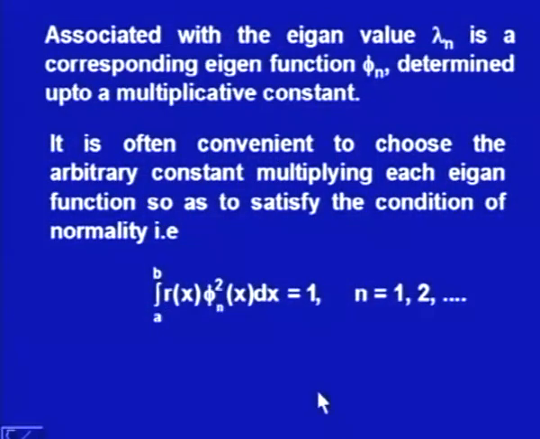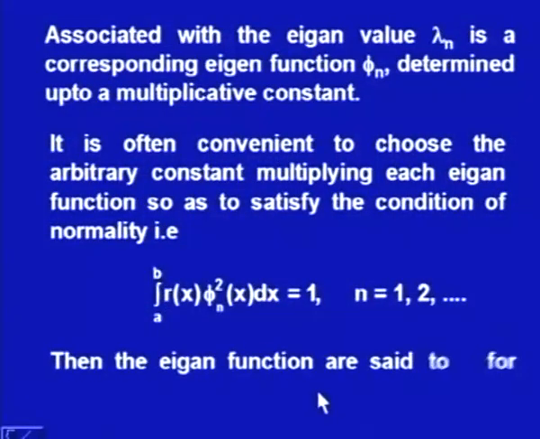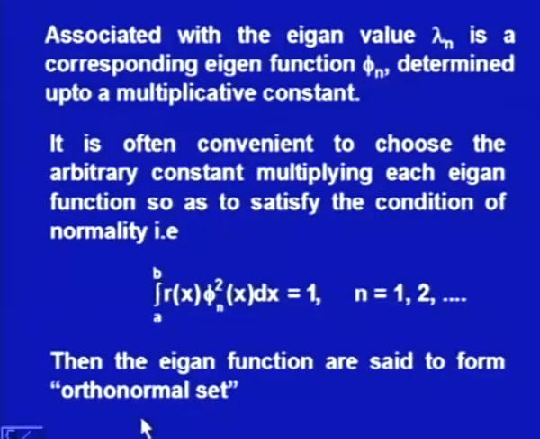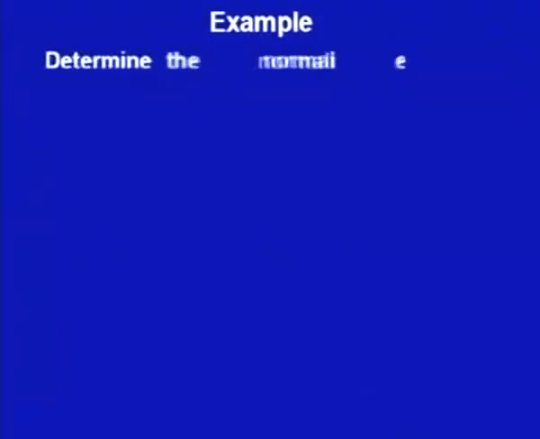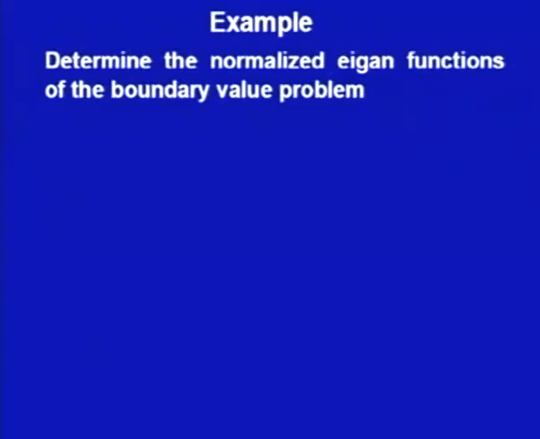Let us try one of our examples. What we are saying is that we just want them to form an orthonormal set. So, let us repeat our examples which we have done in the boundary value problem and Sturm Liouville problem and see how we are obtaining them. Determine the normalized eigenfunctions of the boundary value problem y double dash plus lambda y is equal to 0, y at 0 is 0 and y at 1 is 0.